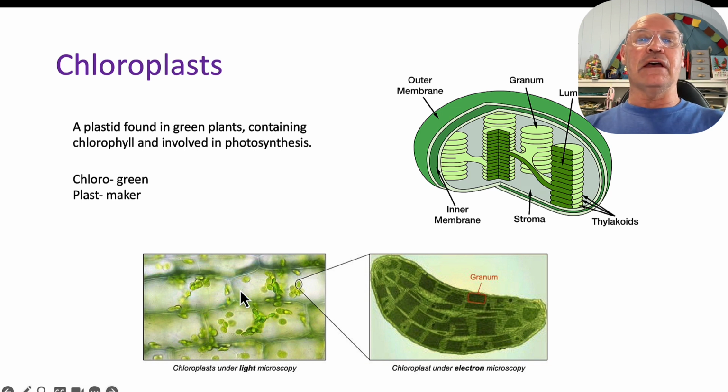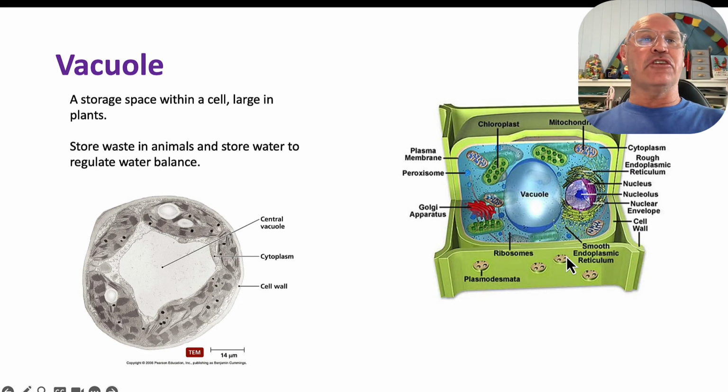Okay, so now we've got the chloroplast, which is the site of photosynthesis in plants. You can see this is a light microscope image, and you can see the chloroplasts here. And if we have a look at an electron micrograph, we can see that inside the chloroplast, we can see these stacks called grana, and this is the actual site of photosynthesis that we're going to learn about when we do photosynthesis. So that's the chloroplasts.